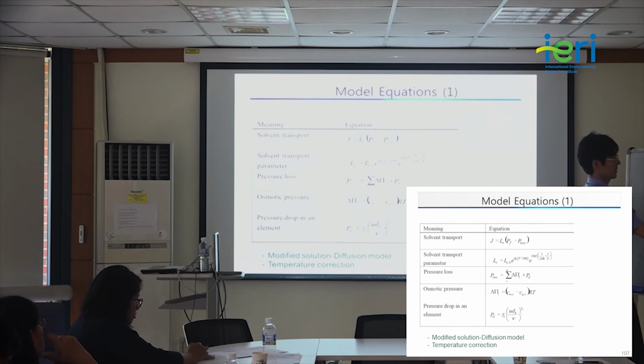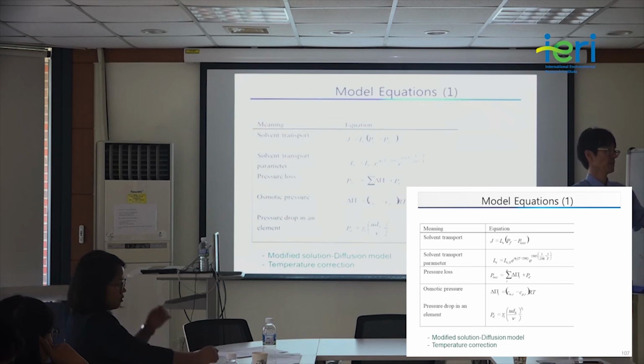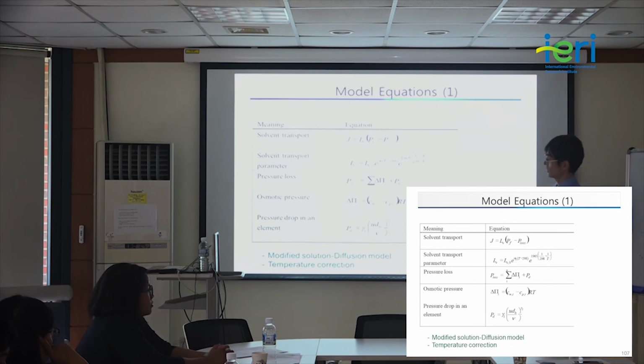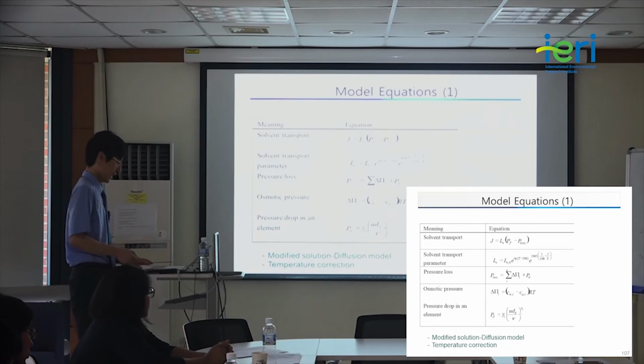In this case, JW is proportional to the pressure difference and JS is proportional to the concentration difference. So in this case, if we have more concentration in the feed and less concentration in the permeate, we'll have more salt flux. But if we have more pressure in the feed and less pressure in the permeate, we'll have more water flux. So these two equations have such kind of meanings. So although it looks complicated, it's nothing.